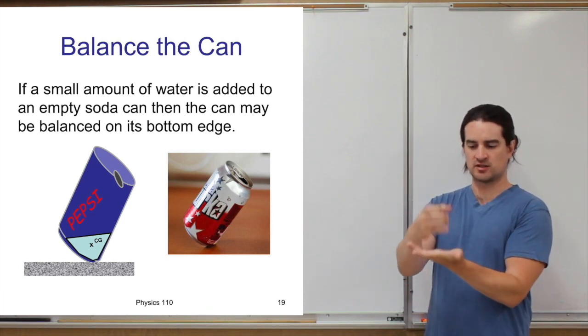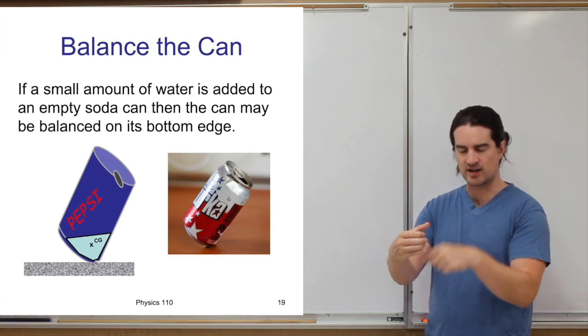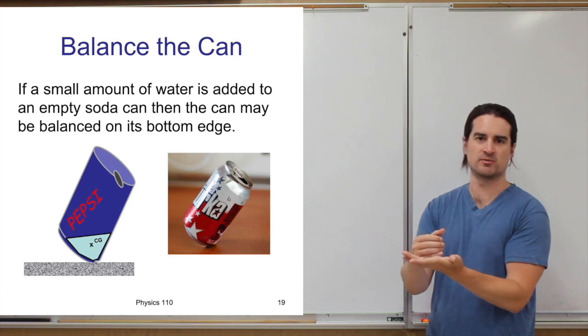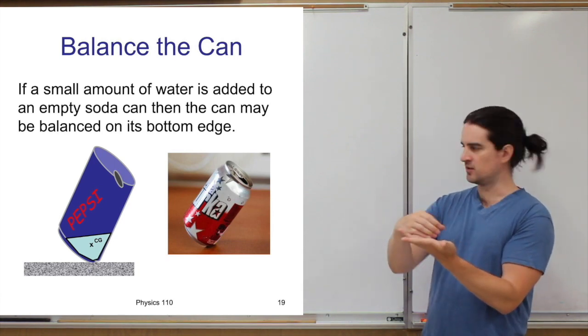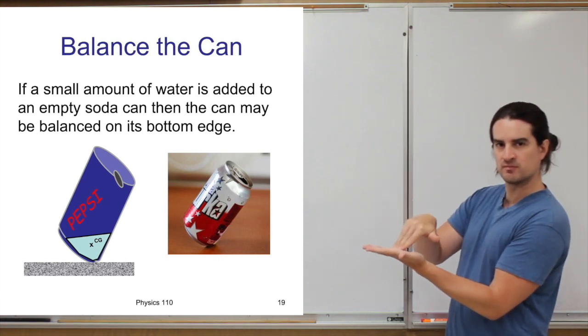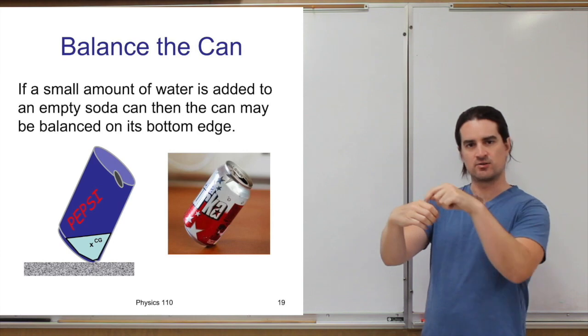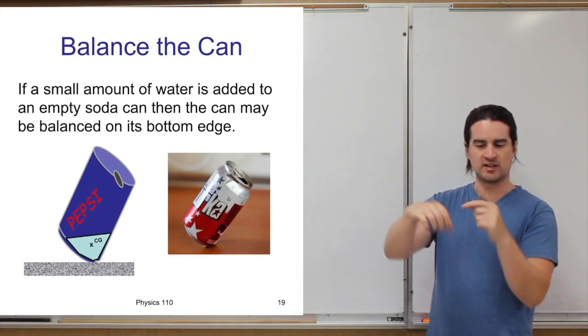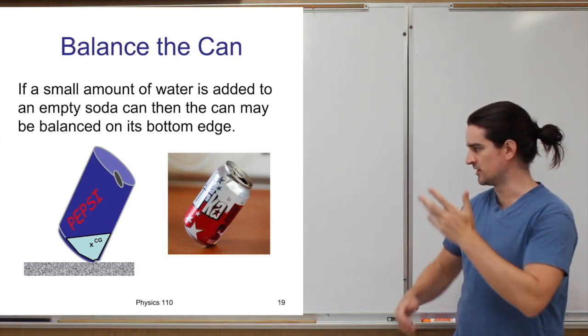If you stand it up normally, that center of mass is directly over the base, fine, it'll be stable like that. If the can's still full, and you try to put it on the bottom rim of it, the center of mass is now no longer over the base, and it's going to fall over.